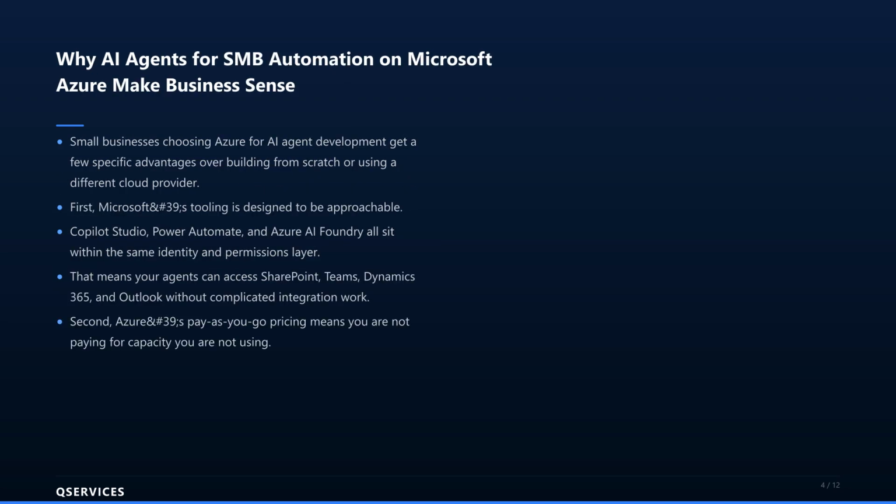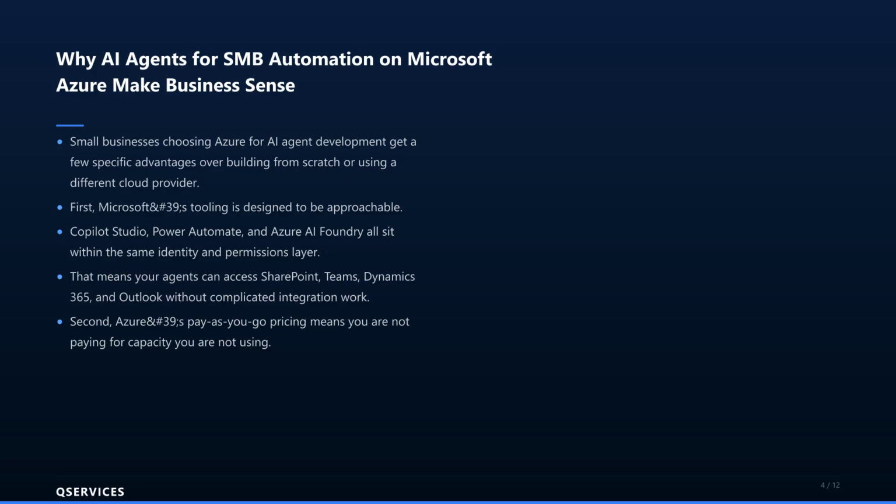Why AI agents for SMB automation on Microsoft Azure make business sense. Small businesses choosing Azure for AI agent development get a few specific advantages over building from scratch or using a different cloud provider. First, Microsoft's tooling is designed to be approachable. Copilot Studio, Power Automate, and Azure AI Foundry all sit within the same identity and permissions layer. That means your agents can access SharePoint, Teams, Dynamics 365, and Outlook without complicated integration work.